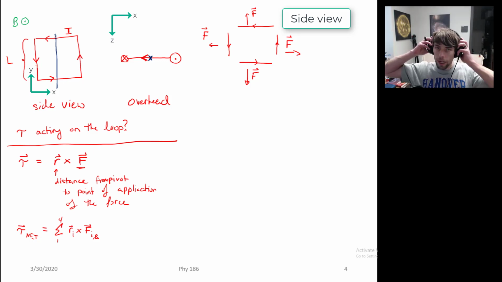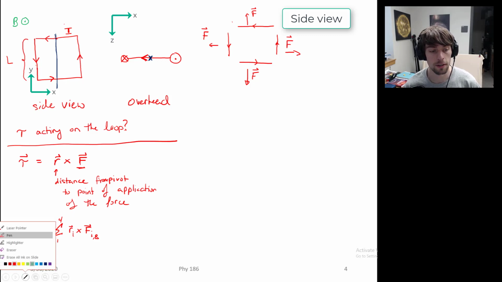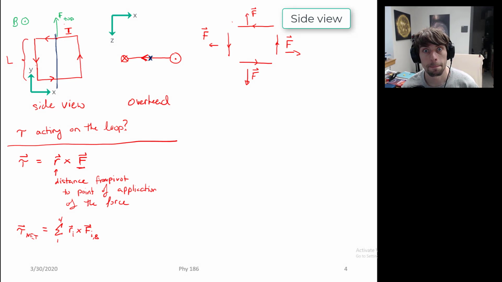0. Good. Well, why is it 0? Let's get an idea here. For this top segment, this is the side view, by the way. For this top piece, what's the distance between the location of the pivot and the location where the force is being applied? I'll do the forces in green here. I'll label that top. It's 0, right? The force is being applied at the pivot location. That's not going to do anything.